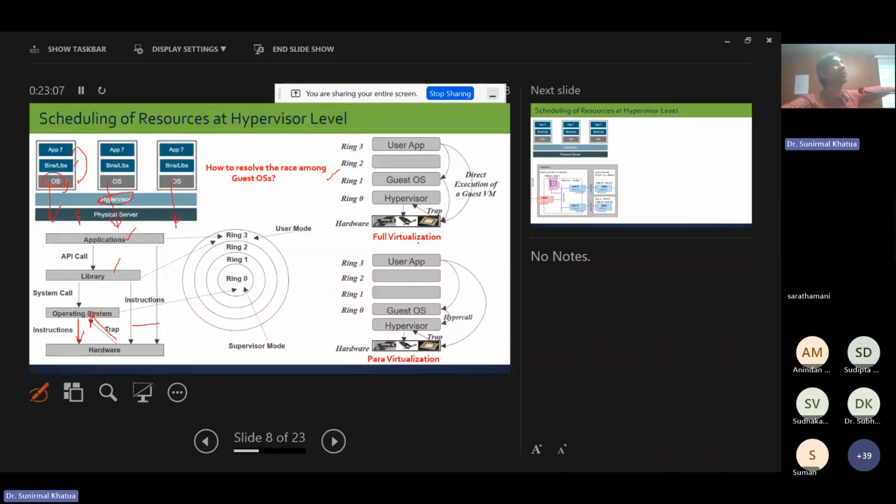And they modify the kernel. How do they modify the kernel? Each system call is replaced by a hypercall. A system call means we are calling an operating system. Here we are calling a hypervisor. That's why it is called a hypercall. They modify the kernel, so that's why this is called para-virtualization.